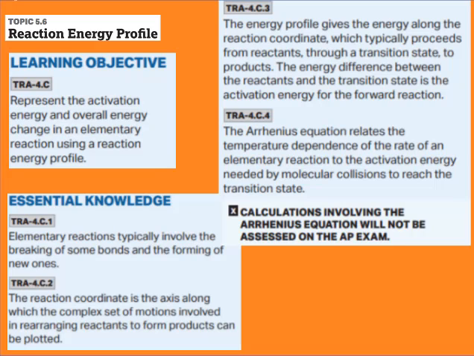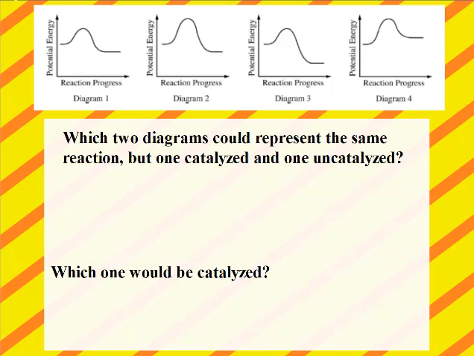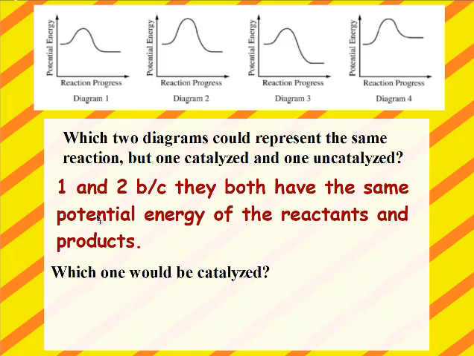You can read through those about energy profiles. So pause and figure out which two diagrams could represent the same reaction, one catalyzed, one uncatalyzed. If you said 1 and 2, you are correct. Make sure you know the reason why as well. They're the only ones that have the same reactant and product potential energy. If you're only changing where one has a catalyst and one doesn't, the only thing changing should be the activation energy, not where they're starting or ending.